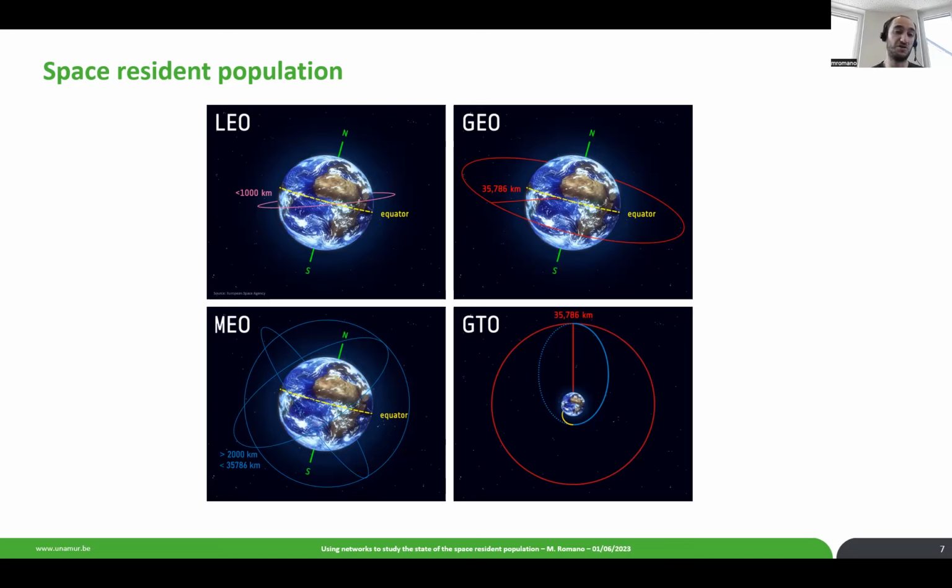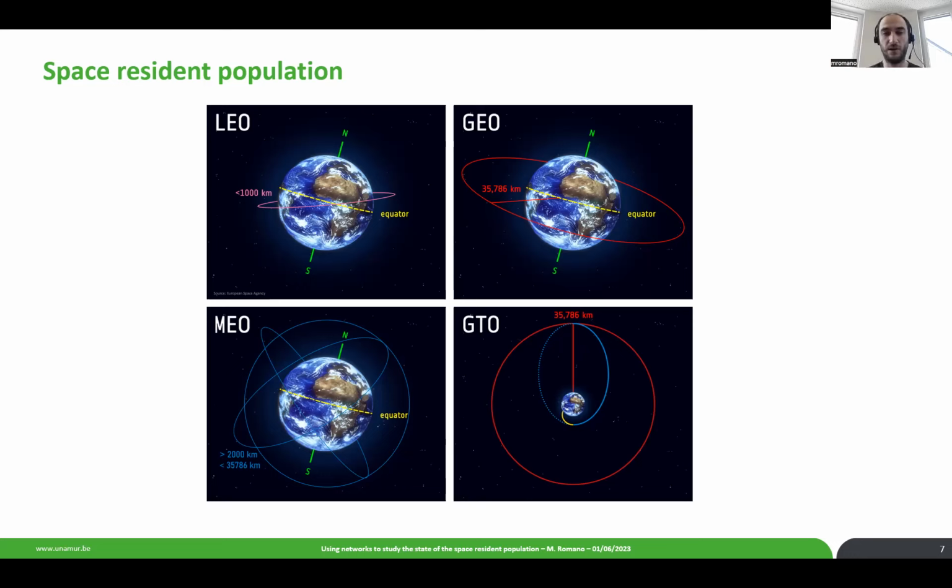It is mainly used for communication and imaging satellites. We have medium Earth orbit, so MEO, which is much higher and is used mostly for navigation satellites like GPS, for example. We have the geostationary orbit, which is at a precise height in order to obtain a revolution period around the Earth that is the same as the rotation period of the Earth, so that a satellite can always be above the same point of the Earth, for example, for climate observation.